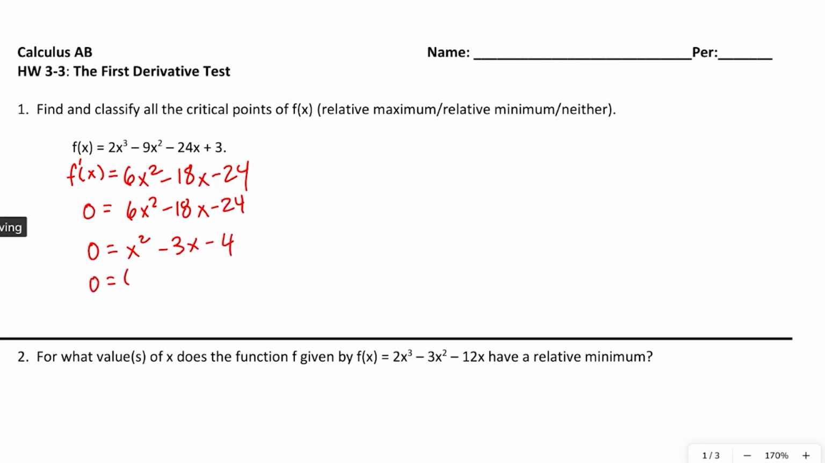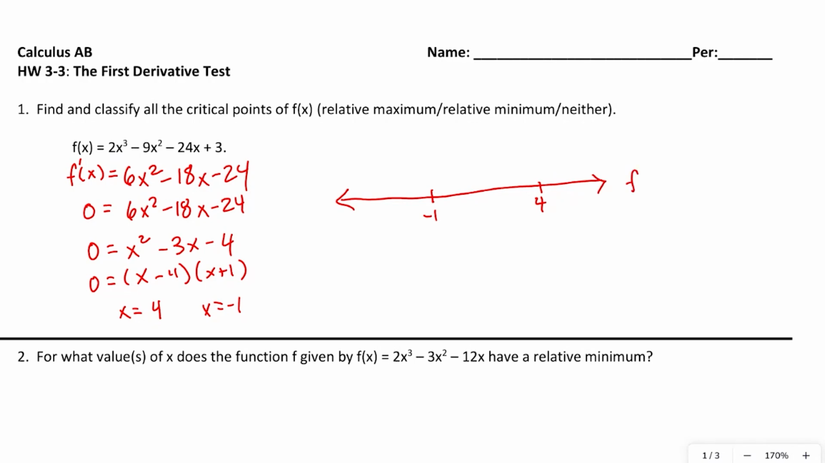Now this is factorable. We can rewrite this as x minus 4 times x plus 1, and that gives us two critical values, one at 4 and one at negative 1. So these are the only points where the sign of the derivative can change. I'm going to label negative 1 and 4 on this little number line. This number line, by the way, is dealing with f prime, not f. We're going to test values in each of these intervals to determine whether or not the function is increasing or decreasing on these intervals. And if we can see a change in sign, we know we have either a max or min. We'll cross that bridge when we get there.